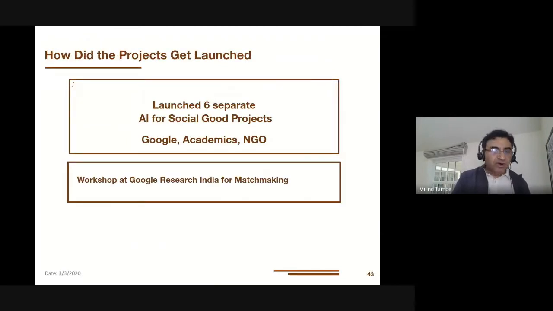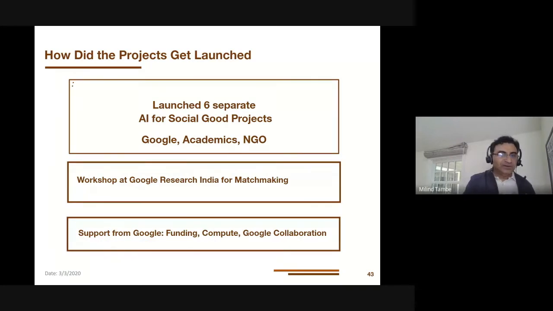So this work with Arman was launched as a part of 6 separate projects we launched at Google Research India. And the work with TB was done previous to that, but the work with Arman was part of the 6 projects via a workshop that was held at Google Research. So we invited NGOs, we invited professors from different universities, and then we did a matchmaking ceremony where we basically said this NGO works with this professor and create a project. And so this is how we started these projects. Each of the projects got our funding, compute cycles, and of course, collaboration from us. So this is another model of how these projects get started.